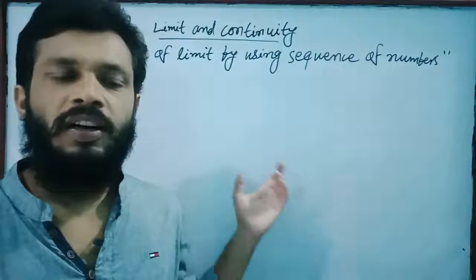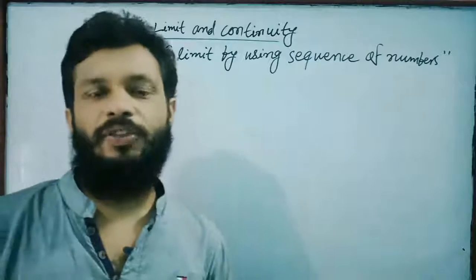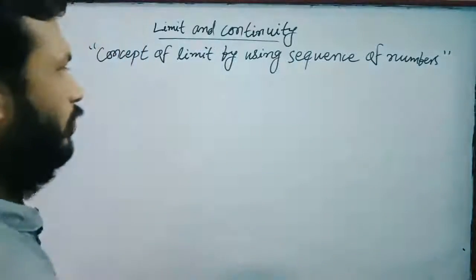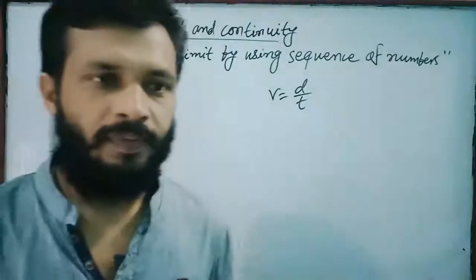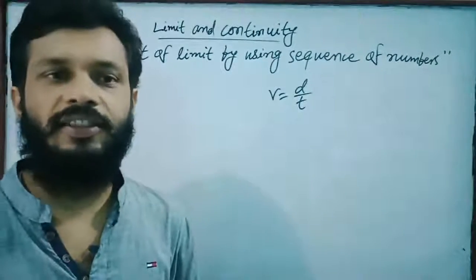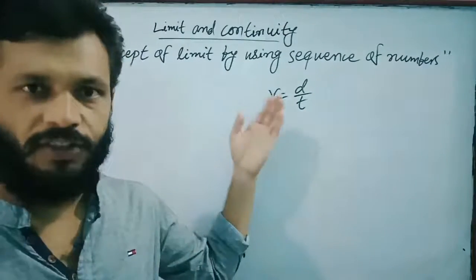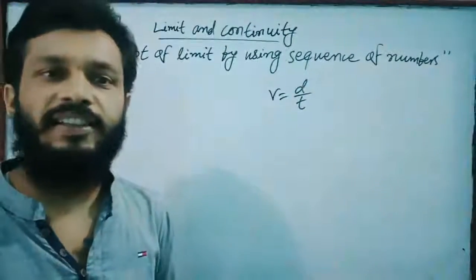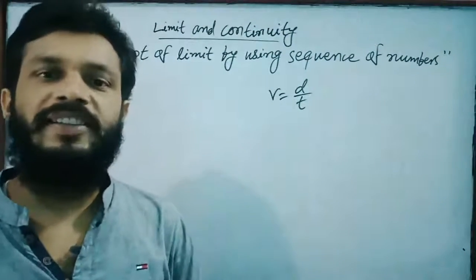Suppose an object traveling at a constant velocity can be analyzed with the formula V equal to d upon t, where V is denoted by the velocity, d is denoted by the distance traveled, and t is denoted by the time taken.